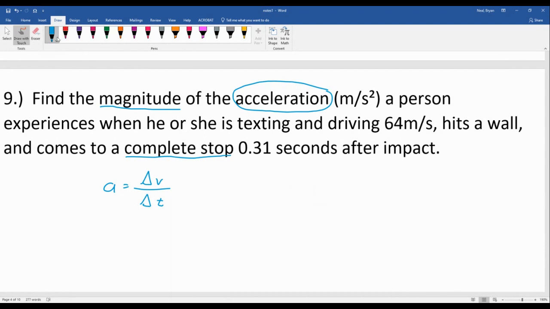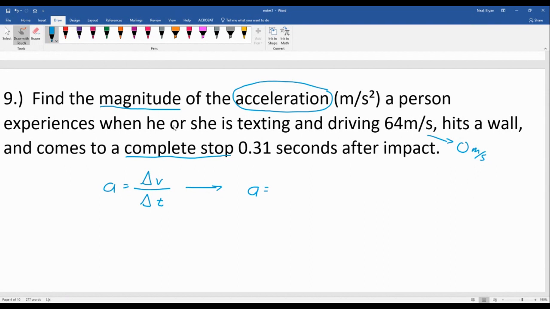If we look at it, we can pretty easily plug in some numbers, and conveniently everything's in standard units, so meters and seconds or some combination of those. So thankfully we won't have to convert on this one. But if we look at it, our change in velocity, if the person was driving 64 meters per second and then comes to a complete stop, then think about that. It means they're going to go all the way down to 0 meters per second. So the difference between 64 and 0 is just 64.